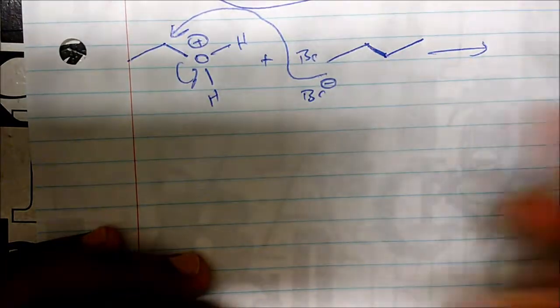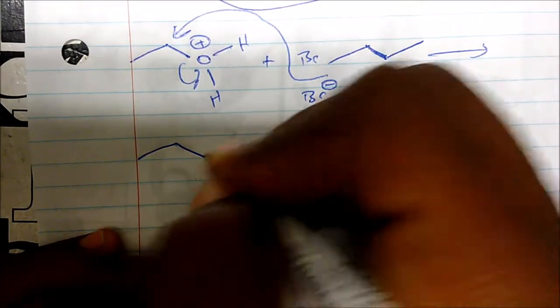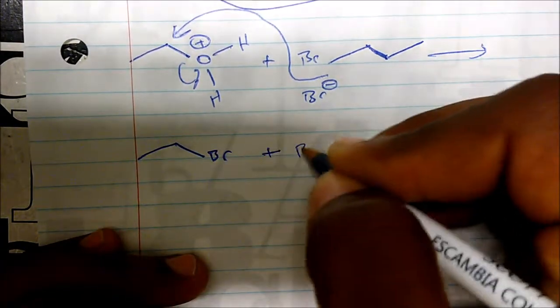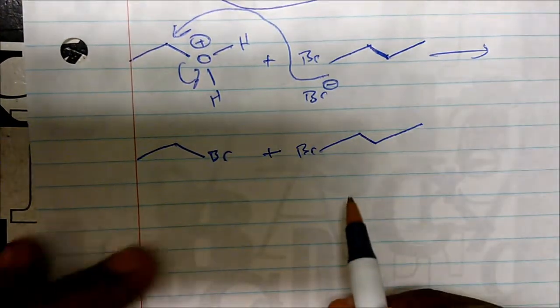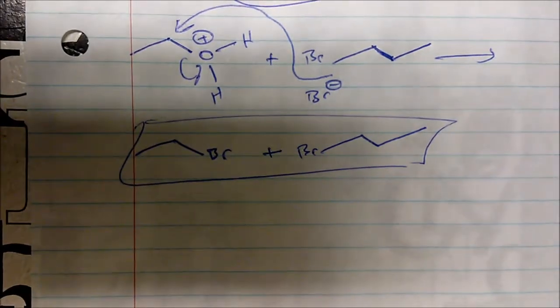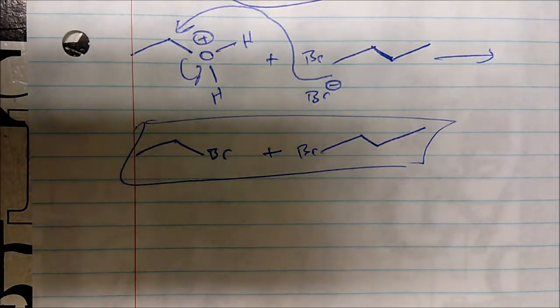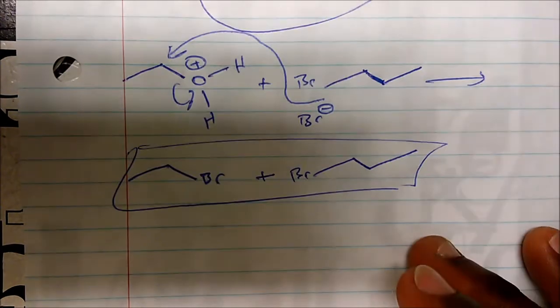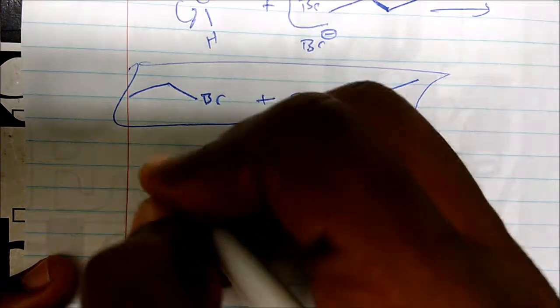My net products here would be which is what we had at first here. So these would be your net products here. So that's just the general mechanism for ethers. Pretty simple. Let's look at another one. This one includes ring opening.